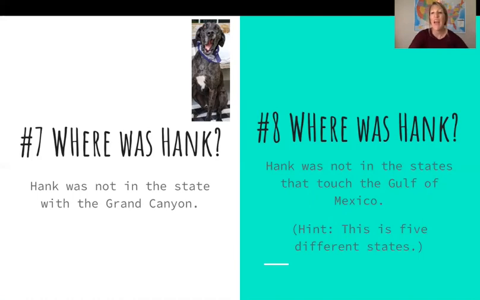Number 8, Hank was not in the states that touch the Gulf of Mexico. There's a hint for you. There's 5 different states that touch the Gulf of Mexico. So he was not in any of the states that touch the Gulf of Mexico. Remember back to our review that the Gulf of Mexico is down low, down south. So he wasn't in 5 different states down by the Gulf of Mexico. And if you want to, you can also cross these places off your map too. That might help.